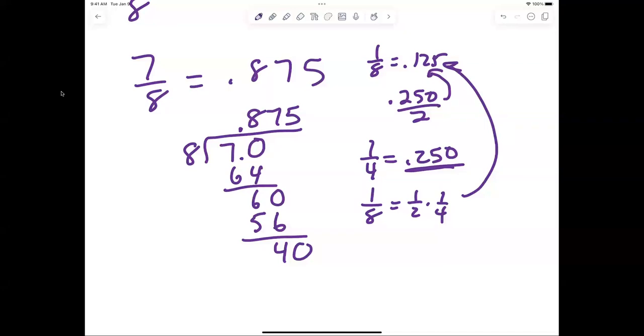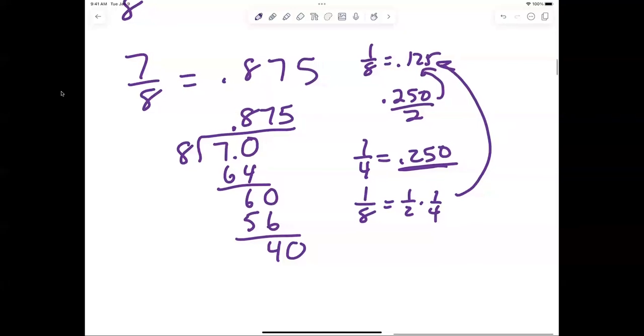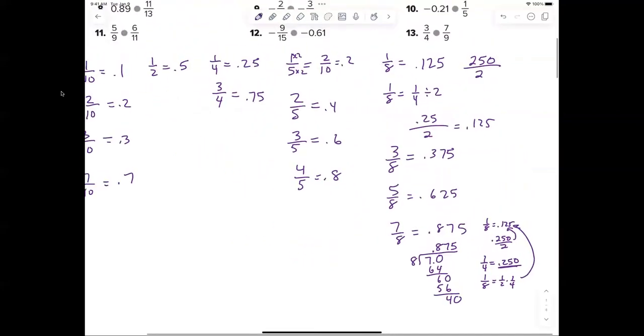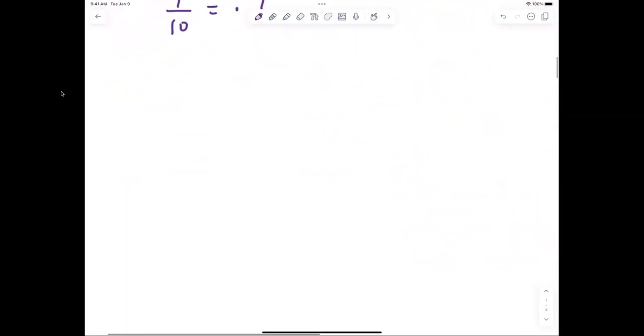All right, is everybody happy with that? All right, kind of makes sense. All right. So I want you to know all those like I know them. 1/8, 1/4, 3/8, 5/8, 7/8. All right, now something else that's going to really help you is, does anybody remember what 1/9 is?